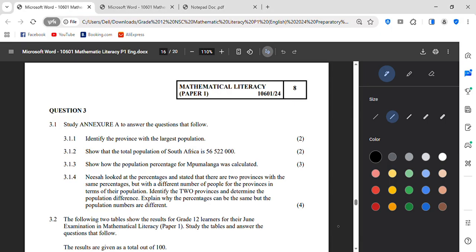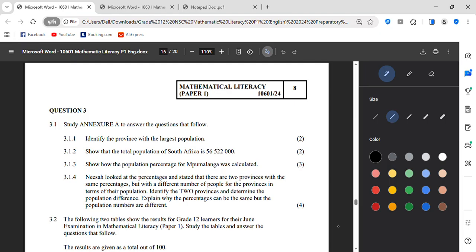And we are now going to go to question 3. We are doing the Gauteng preparatory examination question paper of 2024, in preparation for our preparatory exams. So we are now on question 3. We've already done question 1 and question 2. Just check it on this channel, it is there already if you haven't watched it. Question 3 is all about data handling. So let's get straight into the question.